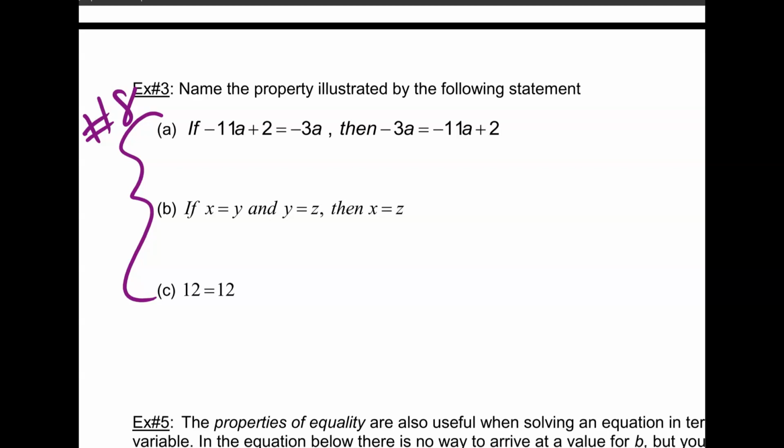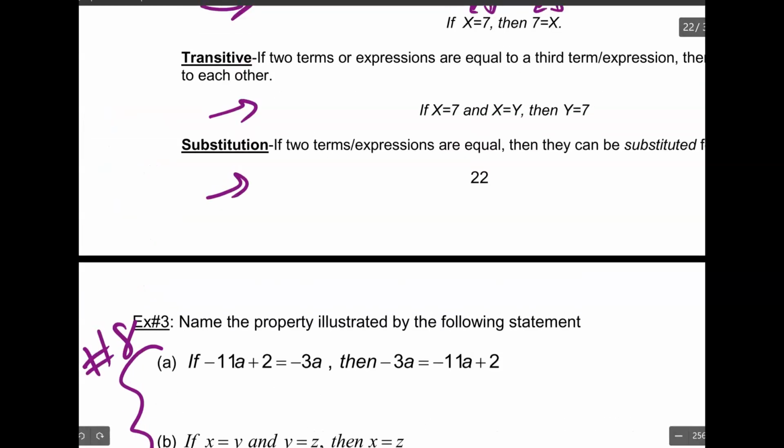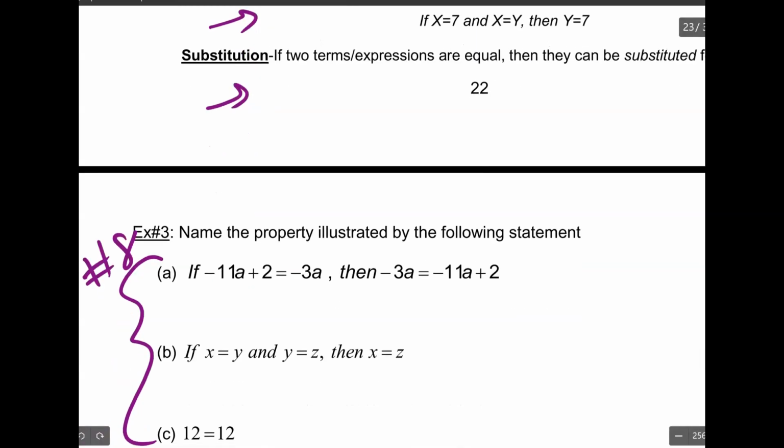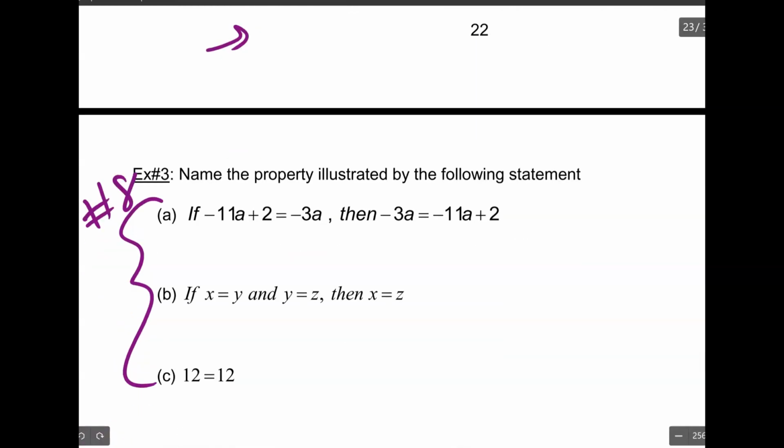All right, so if negative 11a plus 2 equals 3a, then negative 3a equals negative 11 plus 2. Which one is this? Well, reflexive, it's literally the exact same thing. Notice x squared plus 3y equals x squared plus 3y. Symmetric, because I'm flipping the left and right sides. Versus C, what is C? 12 equals 12. Reflexive.